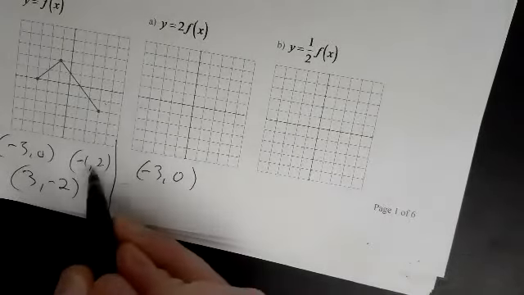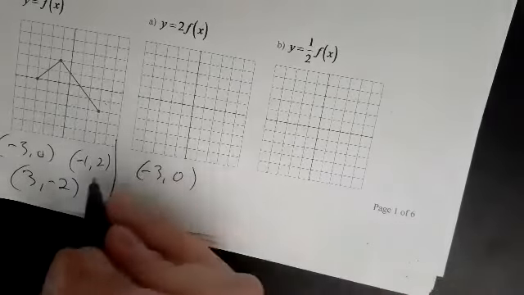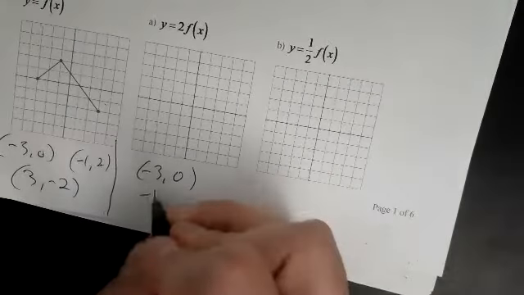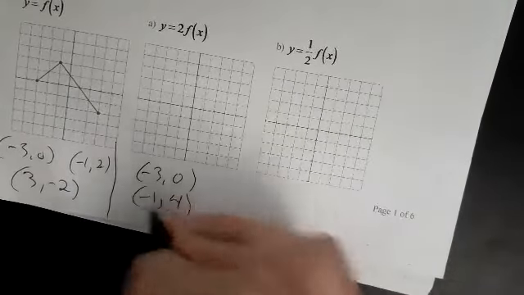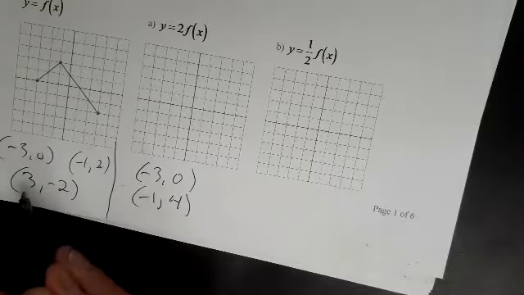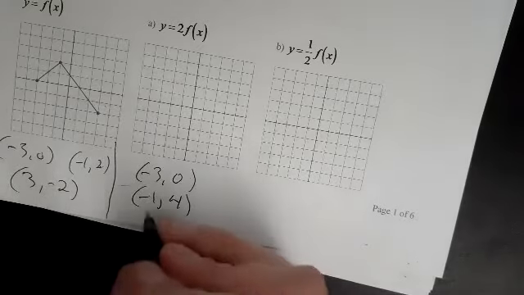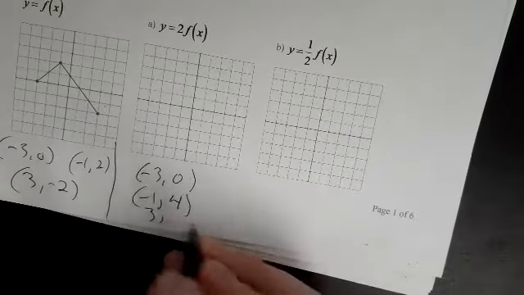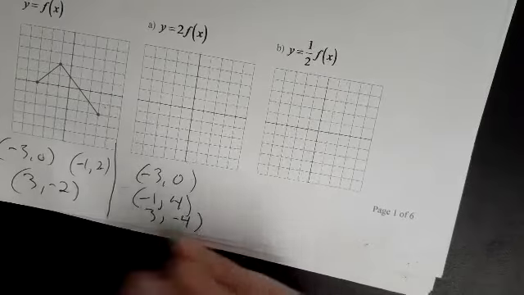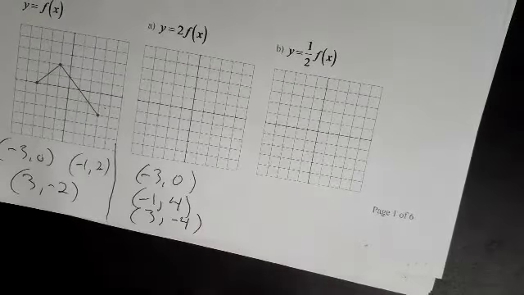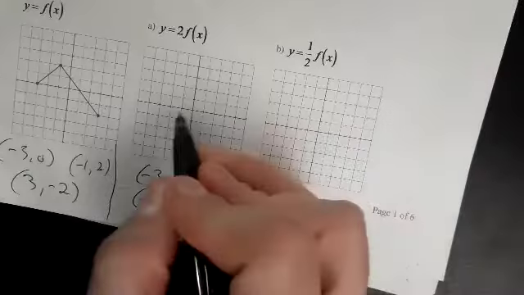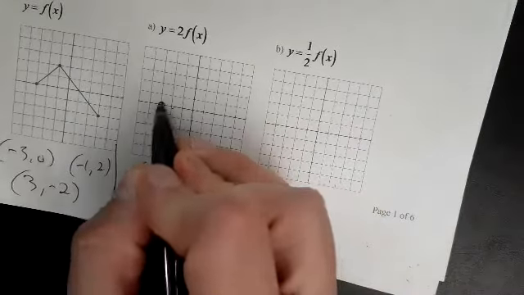And I take -1, 2. I want to multiply 2 by 2, which is going to give me -1, 4. And my last point here, it looks like 3, -2. This is multiplying this by 2. It's going to give me a point. And so now I need to graph my points. So I go 1, 2, 3.